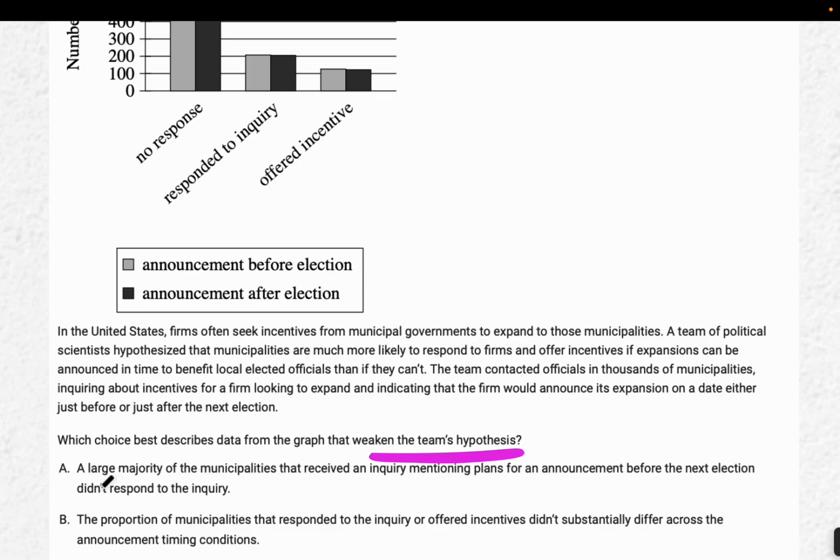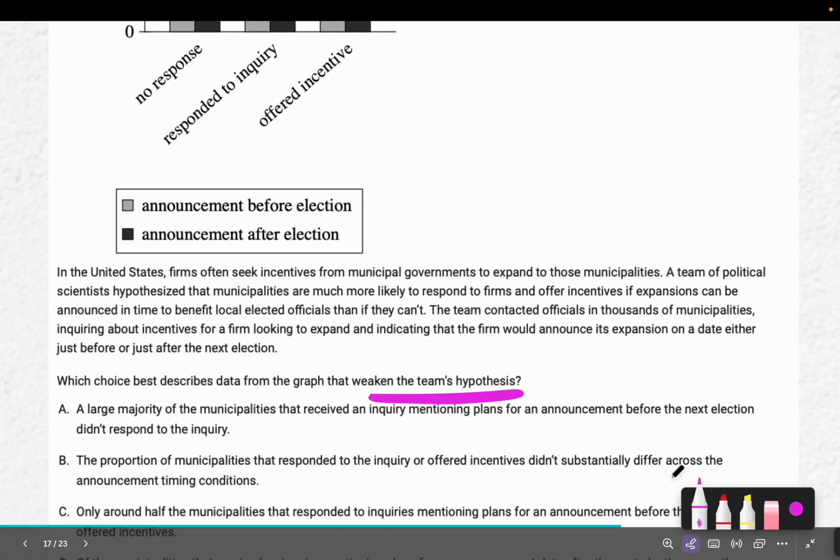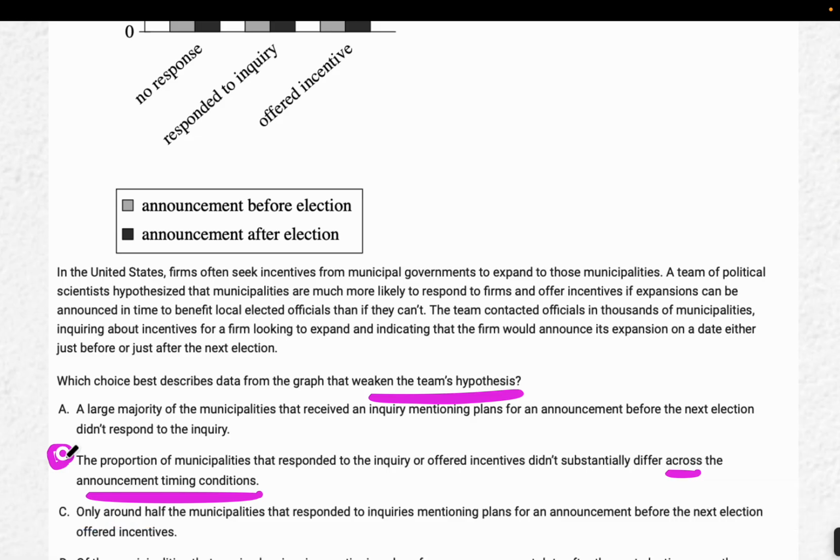So, respond to the inquiry. The proportions don't differ across the timing conditions. So choice B is in fact correct.